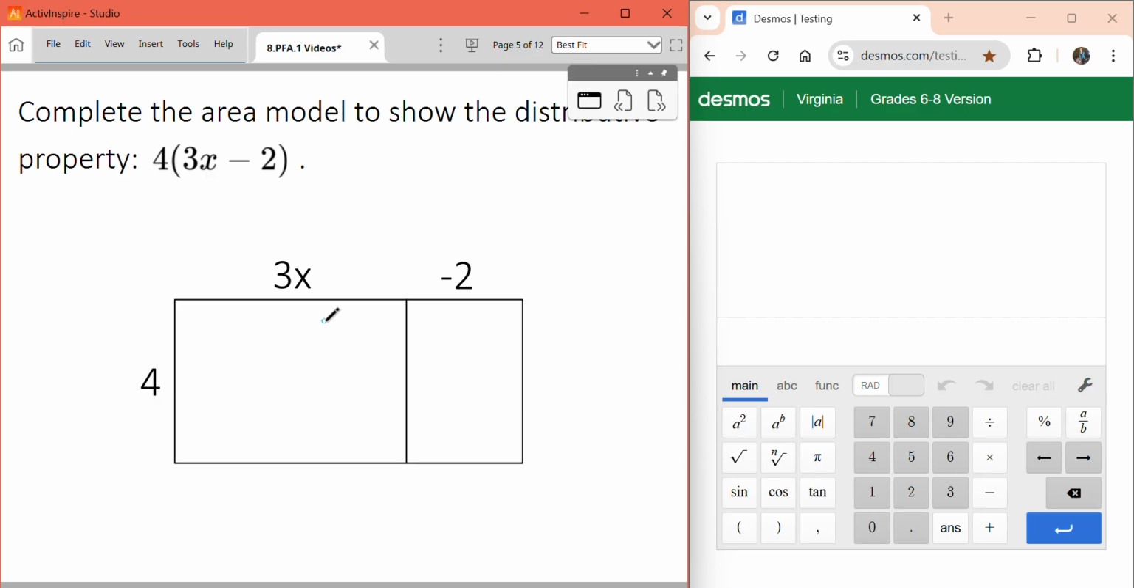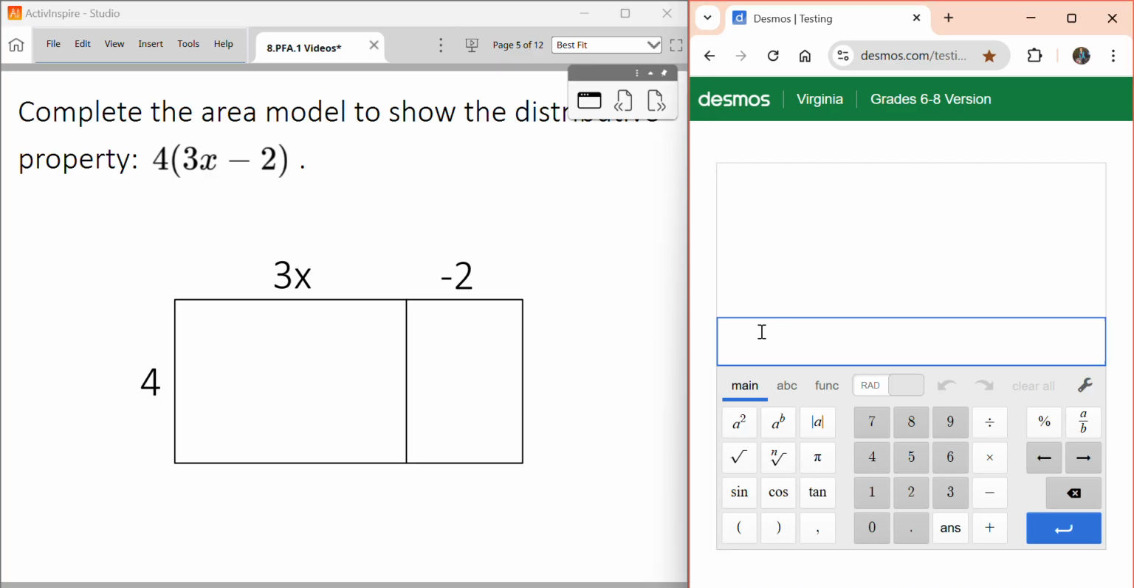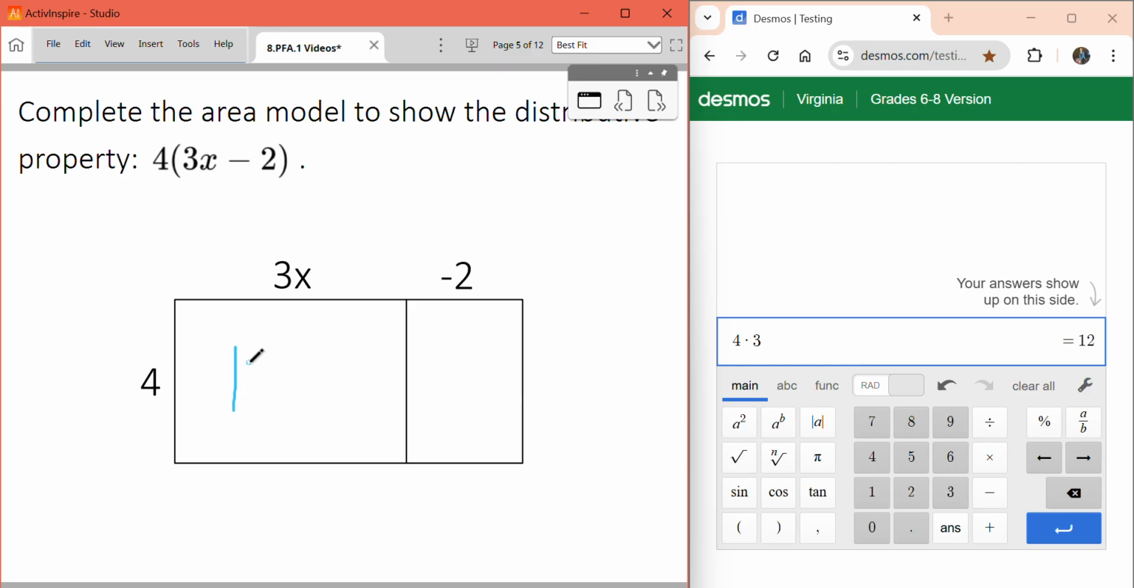Either by counting them out or by using Desmos to do my multiplication, I know that if I have 4 rows of 3 x's, that's going to give me a total of 12 x's. And I'm just going to put that there. If you wanted to draw 12 x's in that space, you could. But you might also be asked a question where you don't need to use blocks. You just put the number there.